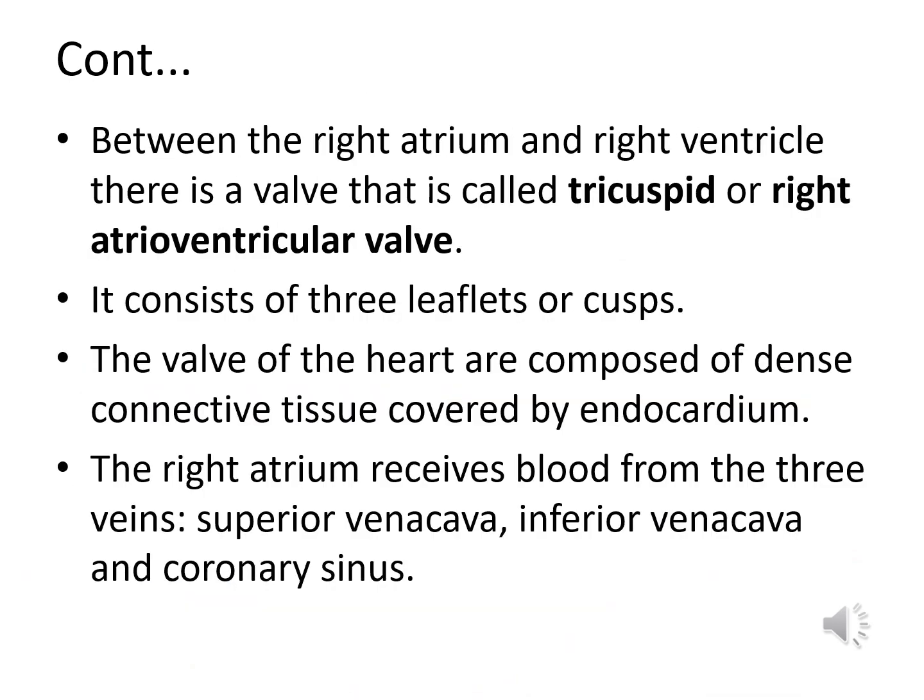Between the right atrium and right ventricle, there is a valve that is called tricuspid or right atrioventricular valve. It consists of three leaflets or cusps. That's why it is known as tricuspid valve. The valves of the heart are composed of dense connective tissue covered by endocardium. The right atrium receives blood from three veins: superior vena cava, inferior vena cava and coronary sinus.